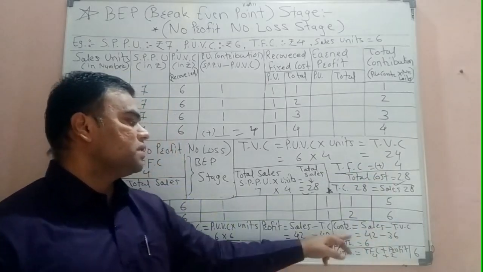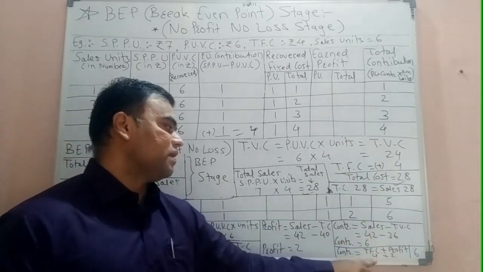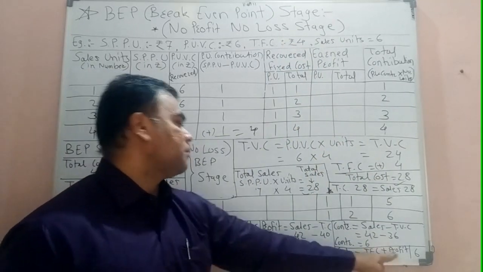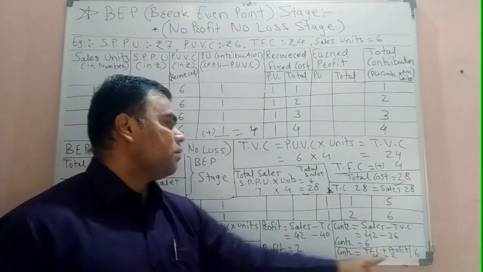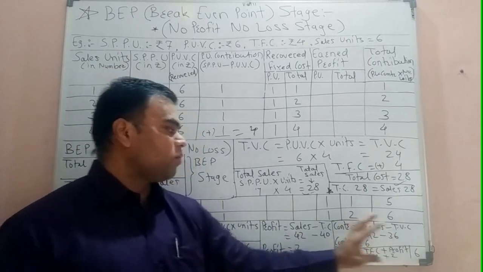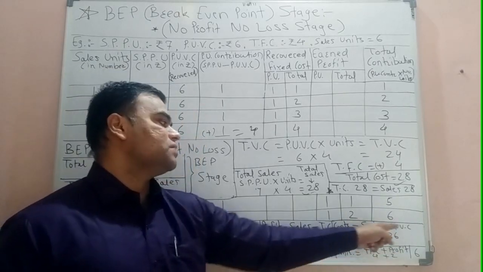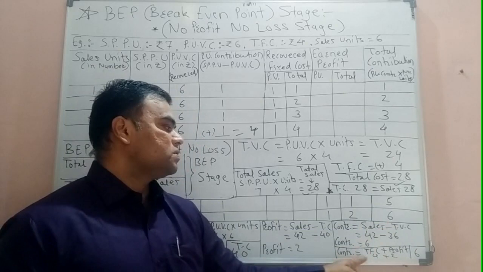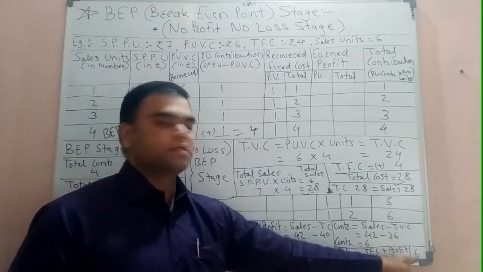Now again, contribution is equal to fixed cost plus profit. Fixed cost, which is rupees 4, and profit, which is 2. 4 plus 2, 6. Both formulas you can use. Contribution, sales less variable cost, 6. Contribution is fixed cost plus profit, 6.